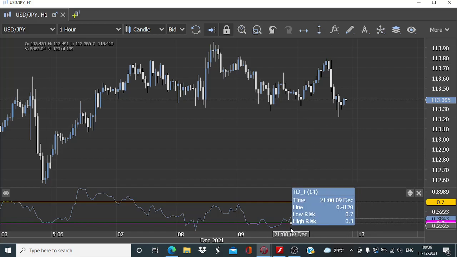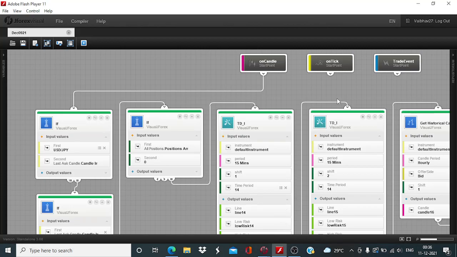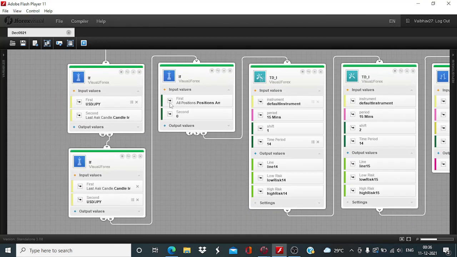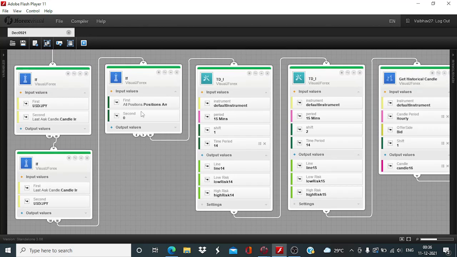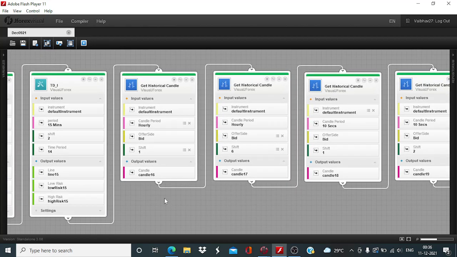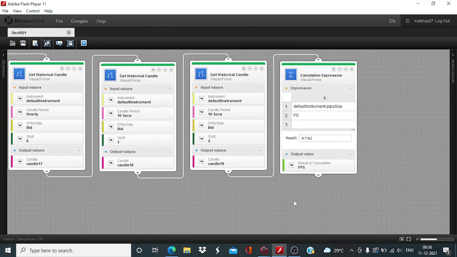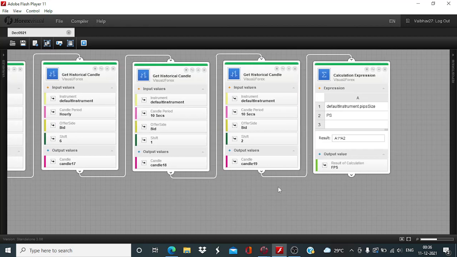So now let us head back to the Visual JForex board, which has been developed by the Dukascopy Bank SA. In the last session, the instrument subscription was carried out. After that, the position amount was defined at 0. These two TDI blocks have been added with the candle period of 15 minutes. Along with that, the price action data will be retrieved using this get historical candle of the hourly candle period. And these two 10-second blocks have also been added to pinpoint the precise entry.